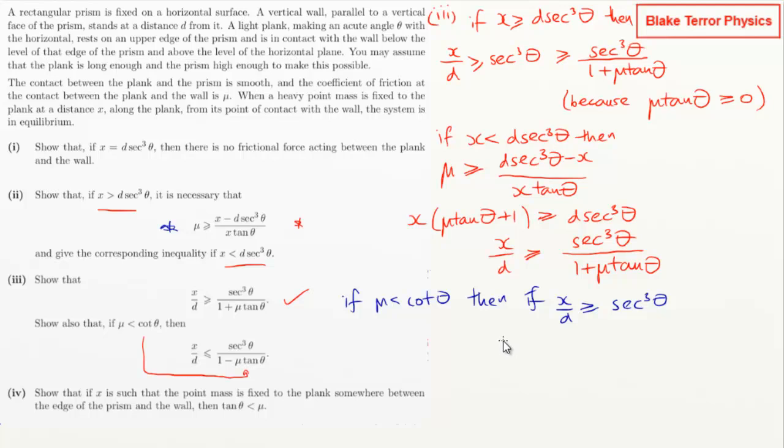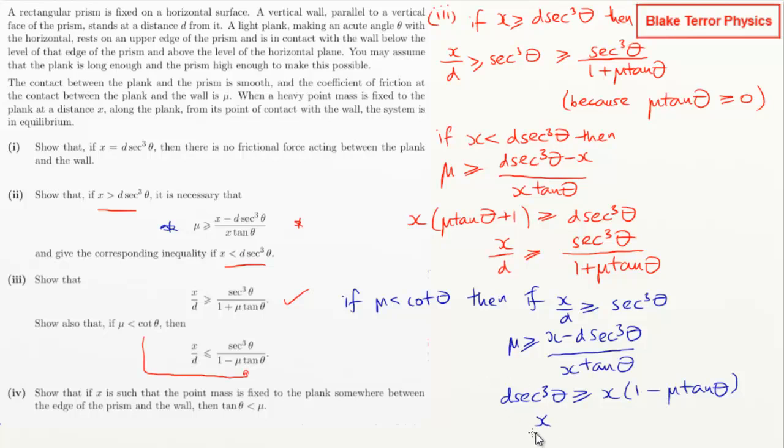So I can say that mu is greater than x minus d sec cubed theta over x tan theta, which should be greater than or equal to, which means that I've got that d sec cubed theta is going to be greater than or equal to x times 1 minus mu tan theta. All right, so that's come out. So that will be that x over d is less than or equal to sec cubed theta over 1 minus mu tan theta. Right, so that came out okay.